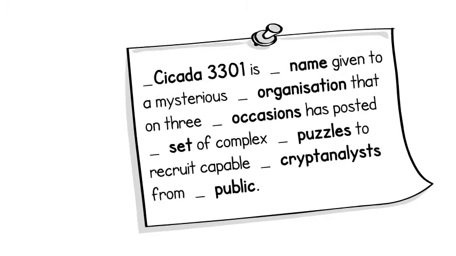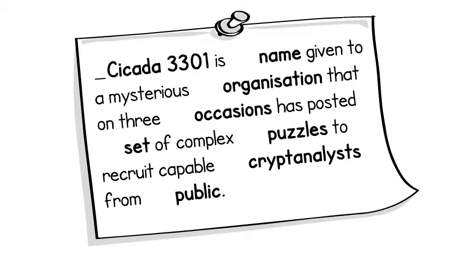So the answer is Cicada 3301 is the name given to a mysterious organisation that on 3 occasions has posted a set of complex puzzles to recruit capable cryptanalysts from the public. Did you get it right?